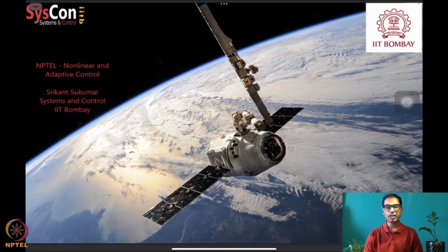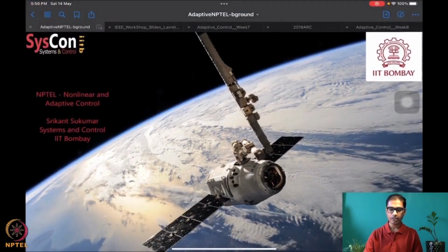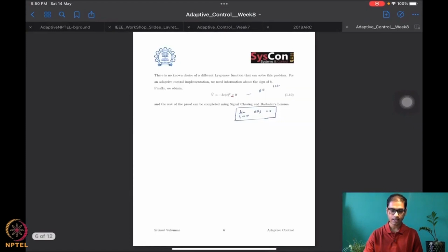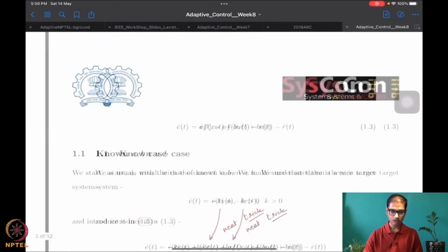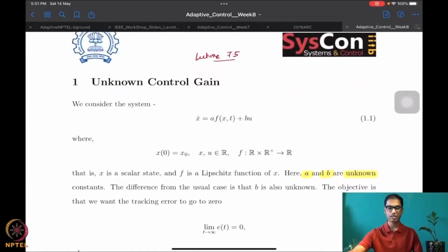So we are almost at the end of week number 7 of this NPTEL course, and we are well underway into designing algorithms that can drive autonomous systems such as the satellite orbiting the Earth that we see in our background. So what we were looking at last time was a new topic on design of adaptive controller in the case of unknown control gains.